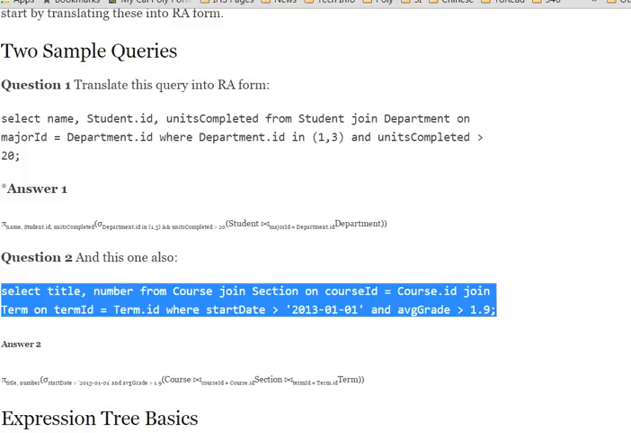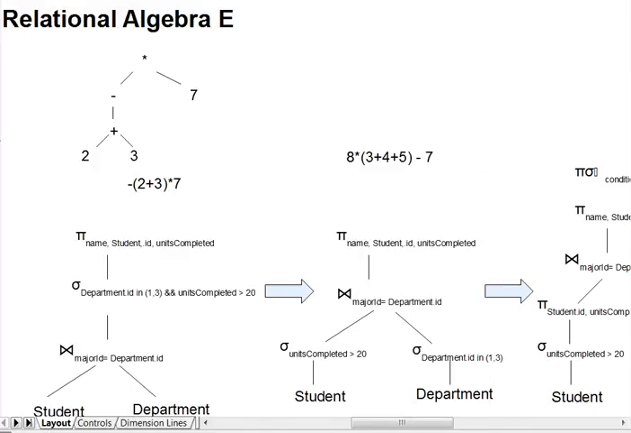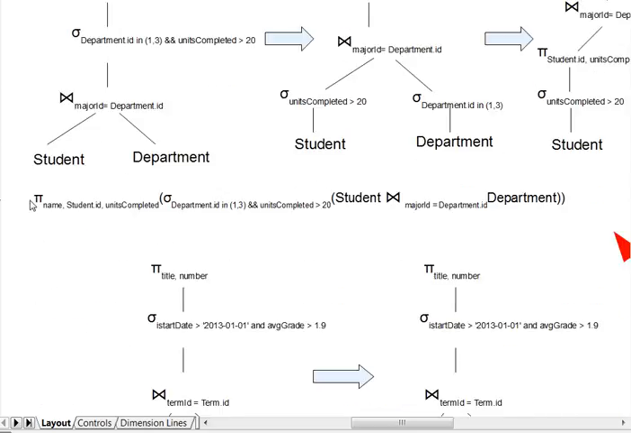And I'll show you the translations here in the notes, actually, because we are using them as the basis for expression trees. So the translation for the first one is down here, and we're going to do a student cross or join department, and then a select with the department ID in 1 and 3 and the units completed greater than 20, and then a projection on that.